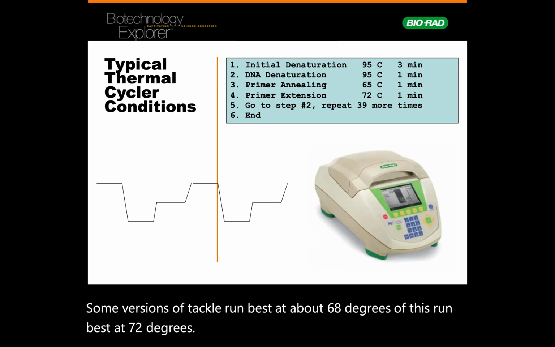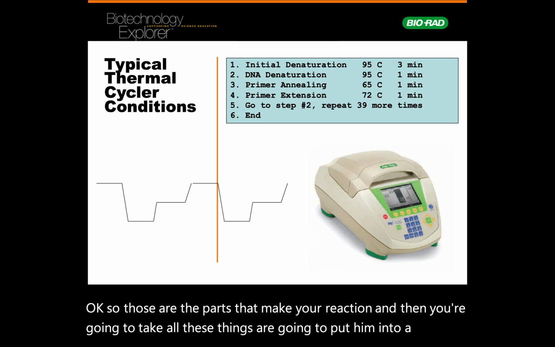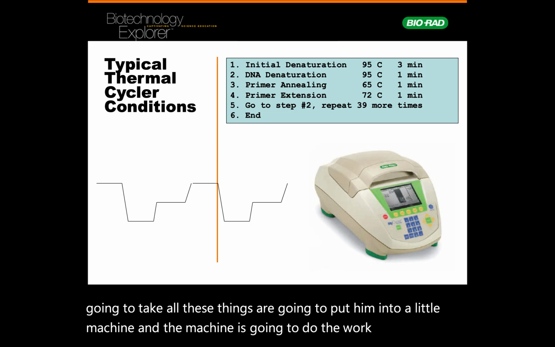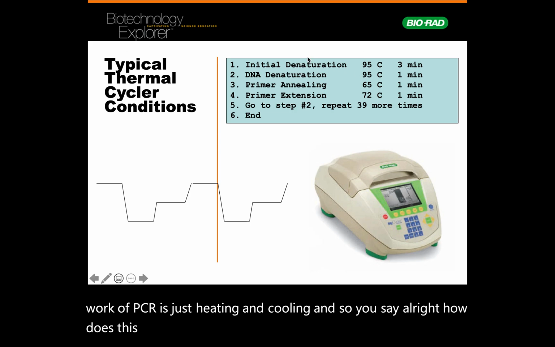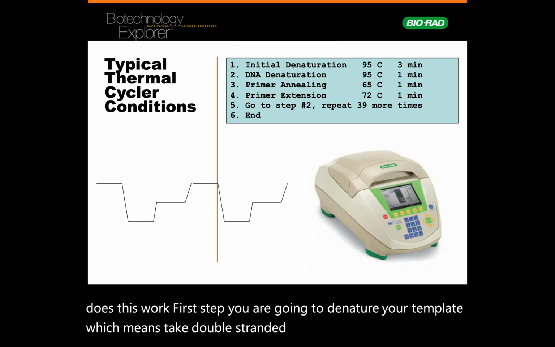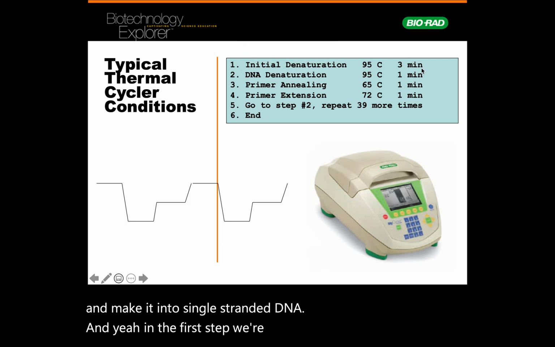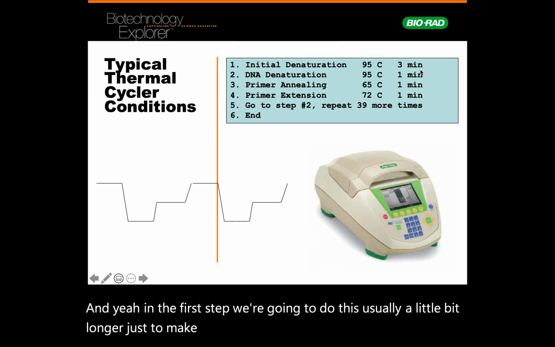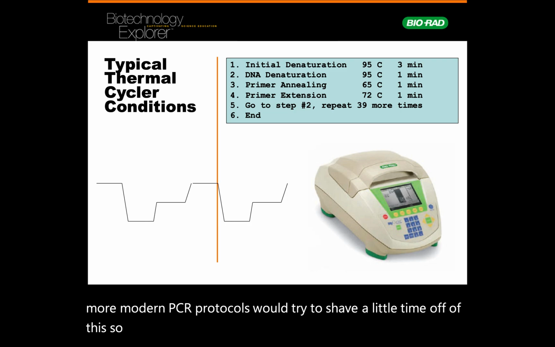Okay, so those are the parts that make a reaction. And then you're going to take all these things and you're going to put them into a little machine, and the machine is going to do the work of PCR. And the work of PCR is just heating and cooling. And so you say, all right, how does this work? Well, first step, you are going to denature your template, which means take double-stranded DNA and make it into single-stranded DNA. And yeah, in the first step, we're going to do this usually a little bit longer just to make absolutely certain that all of this gets done. I think more modern PCR protocols would try to shave a little time off of this. So you can usually go for a 30-second rather than 3-minute initial denaturation.